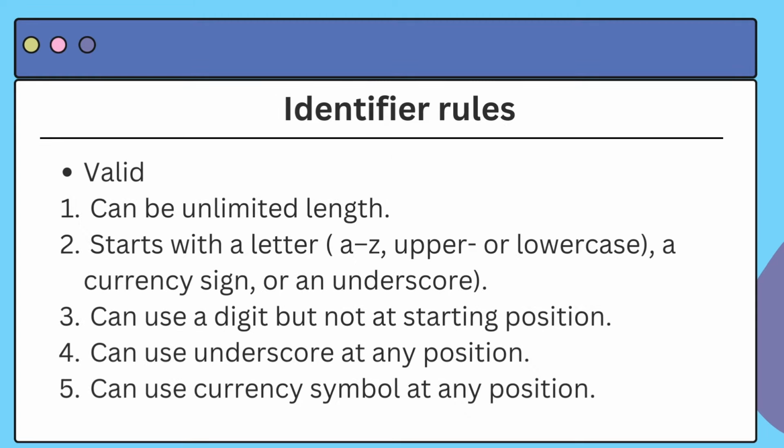Okay. Now let us look at some identifier rules which are valid. Your identifier can be of unlimited length. The second one is that your identifier can start with a letter, a currency sign, or an underscore. The third one states that we can use a digit, but not at the starting position. The fourth one states that we can use an underscore at any position. And finally, we can also use a currency symbol at any position.